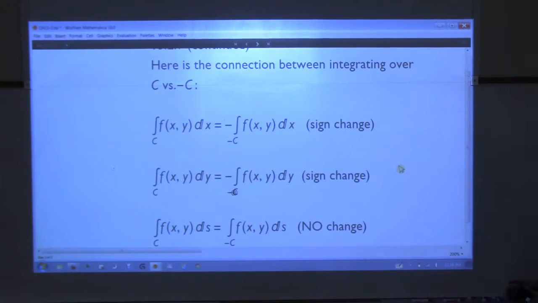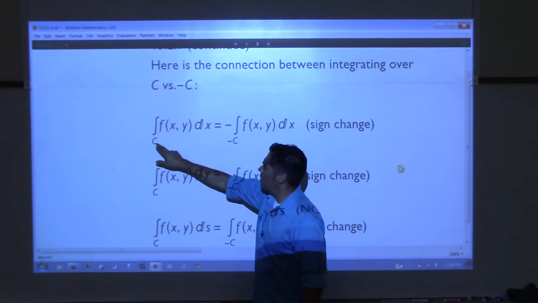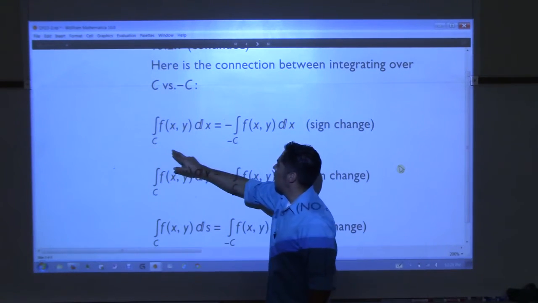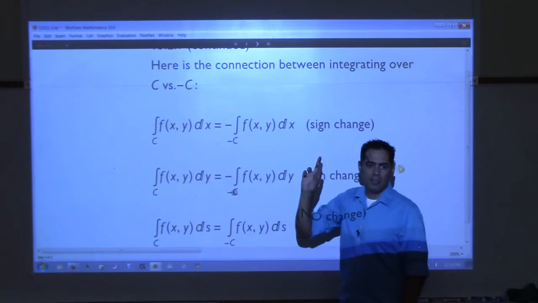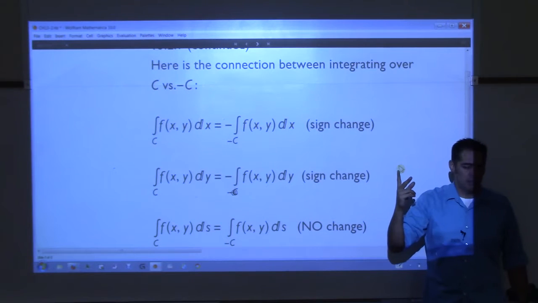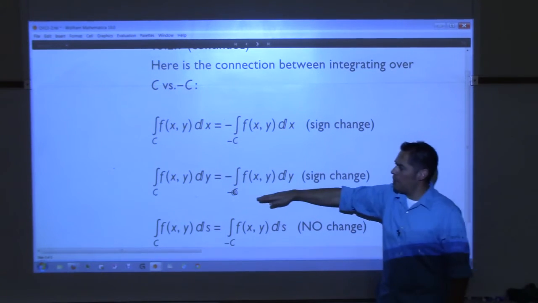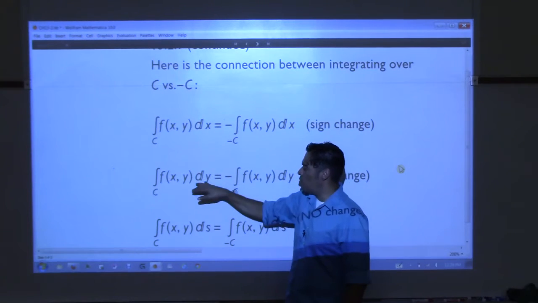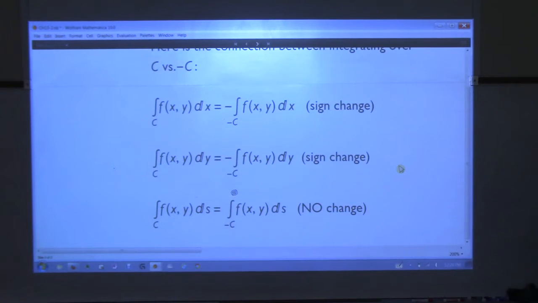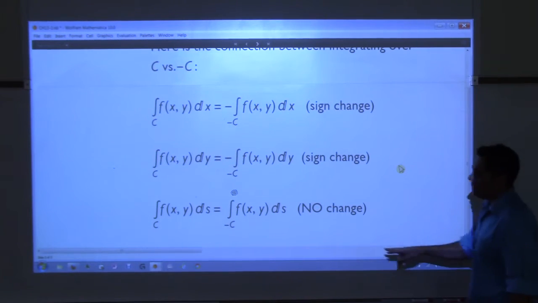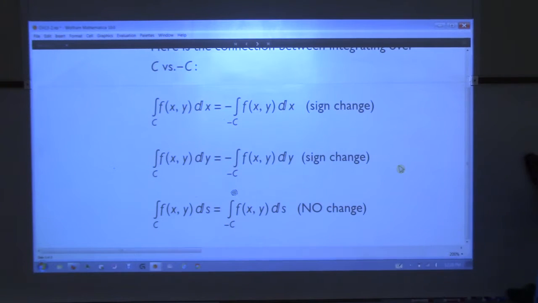So if you are integrating with respect to x, then integrating over c versus negative c will have a difference in sign. They'll be the same value, but one will be negative, the other will be positive. Same thing happens when you integrate with respect to y. You have a sign change when you change directions. But when you integrate with respect to arc length, it's the same. All right?